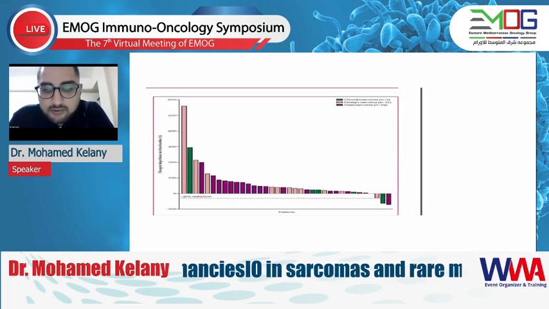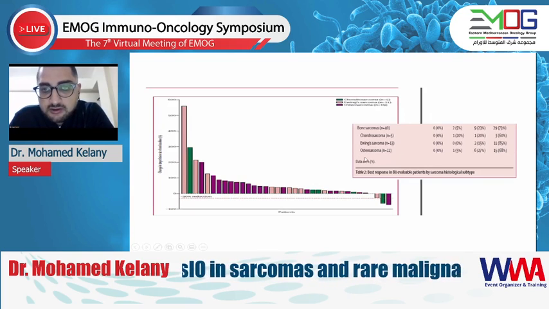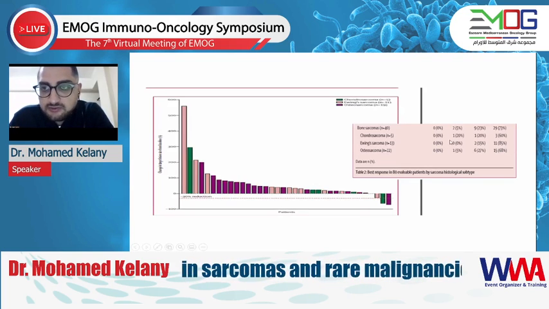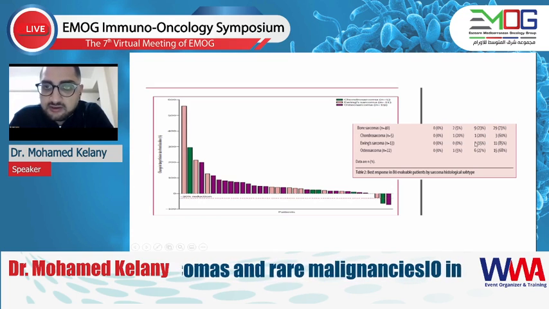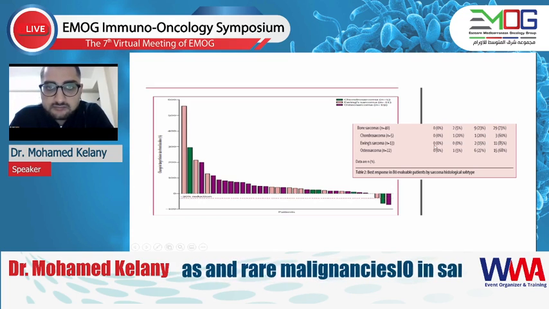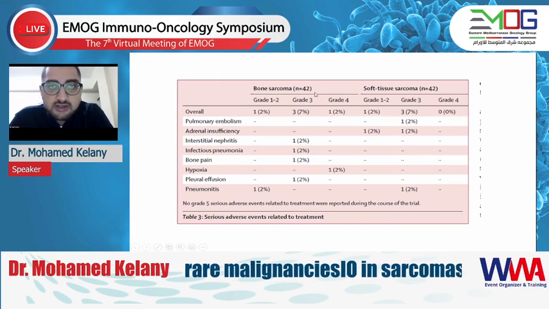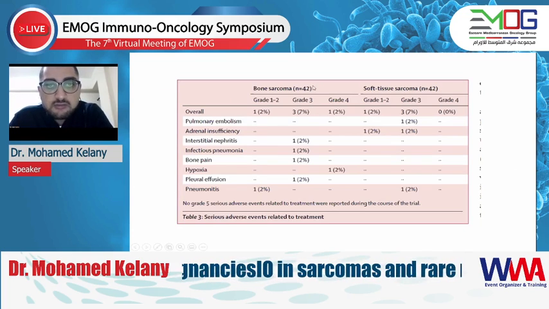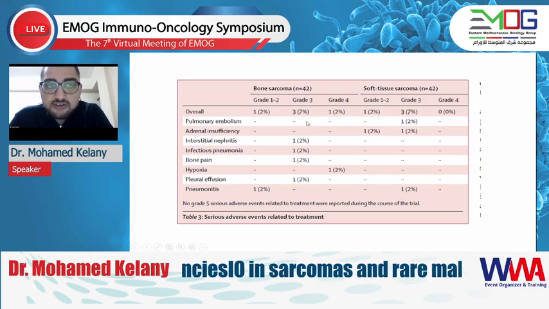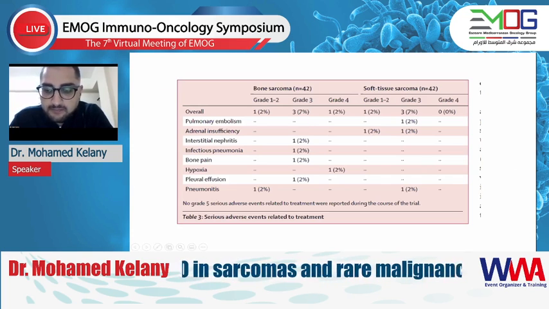If we shift to the bone tumor subtypes, we will see that chondrosarcoma and osteosarcoma gave some response to the immunotherapy. Ewing is the least to give this response. As regards side effects, grade 3 or 4 toxicity is below 9% in the whole sample population. The most common were nephritis, infection, pneumonia, pleural effusion, or pneumonitis.